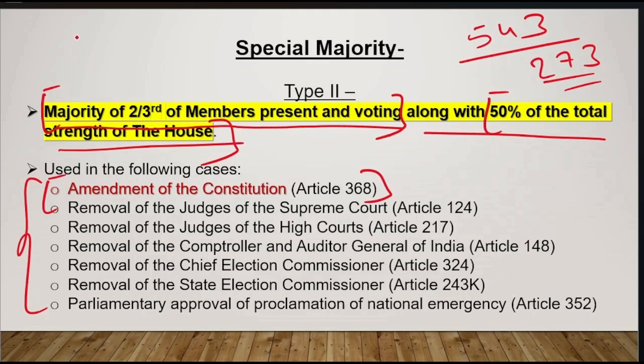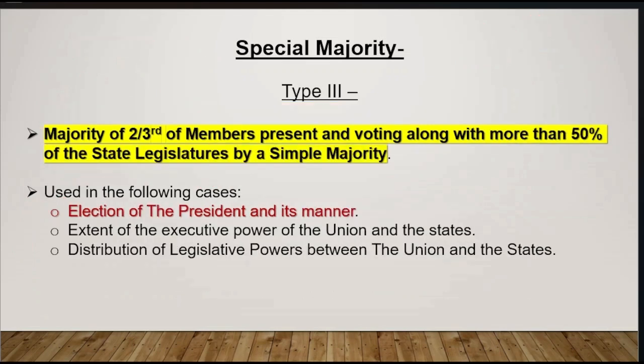What does this mean? Suppose on a given day, we have a total of 400 members available. Or let's suppose we have 300 members available. So 2/3 of the members means 201. So this particular type of majority will be a majority of 2/3 of the members present and voting, along with 50% of the total strength of the house. So these two conditions need to be satisfied if this type of majority is to be utilized. Next comes type 3.